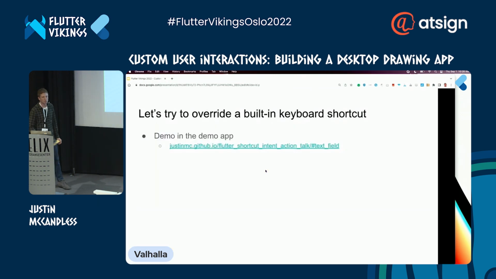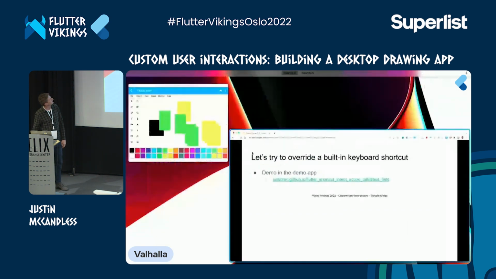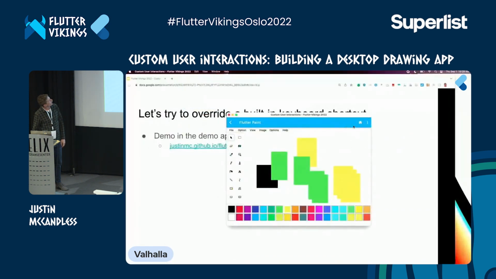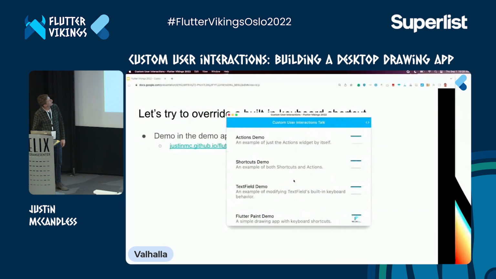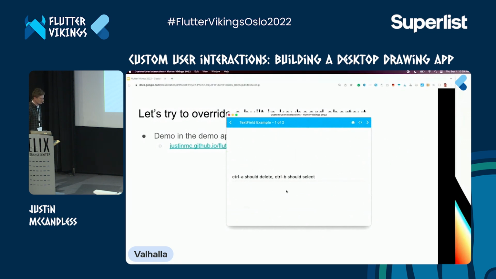All right, so now we've seen incidentally how to override some text field behavior. So let's try to actually purposefully do this and change some behavior of text field. So back in our demo app, text field demo. Let's try to change Control or Command A. Instead of selecting all, let's make it delete a character like backspace. And let's make Control B select all. So we're just swapping things around a little bit.